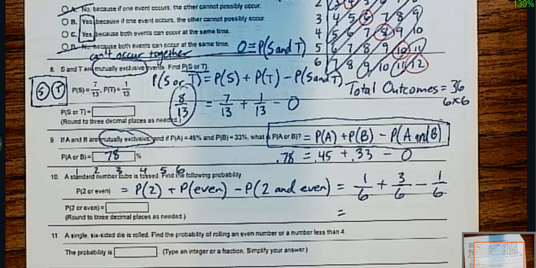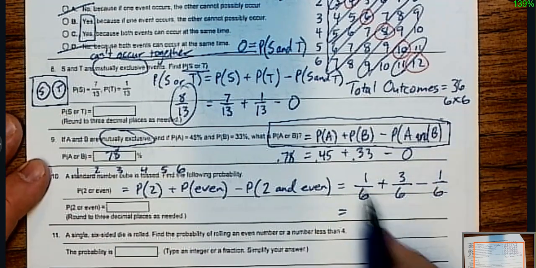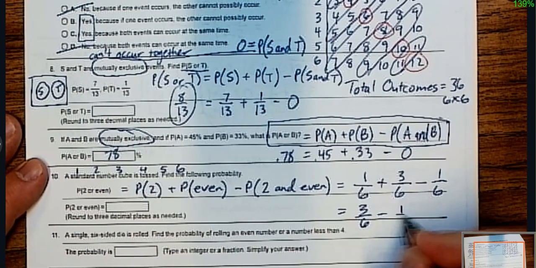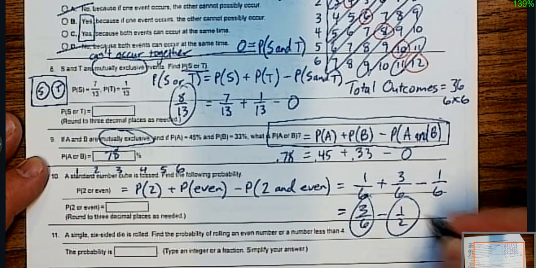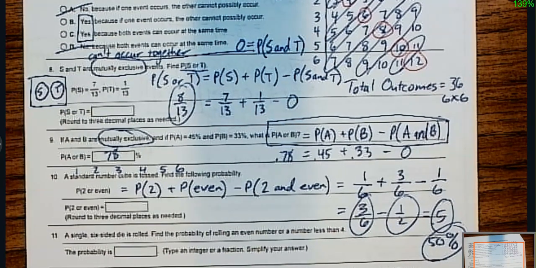What did we get as an answer? Kind of not, because we got too many other things going on. 3 out of 6 is also equal to 1/2. I don't care if you write 3 out of 6, 1/2, 0.5, or 50%. Those are all the same thing.